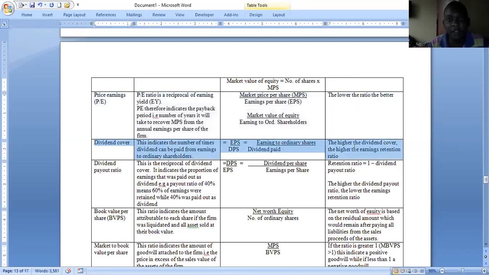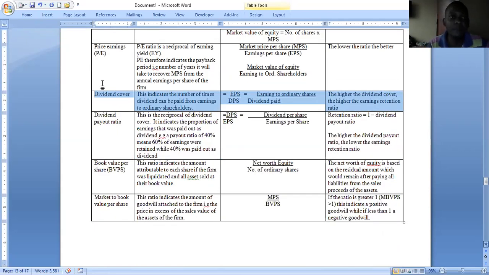And then we have the dividend cover ratio. This ratio indicates the number of times dividends per share can be paid out of the earnings per share. It is therefore equal to the earnings per share divided by the dividend per share. The higher the dividend cover, the higher the earnings retention ratio.